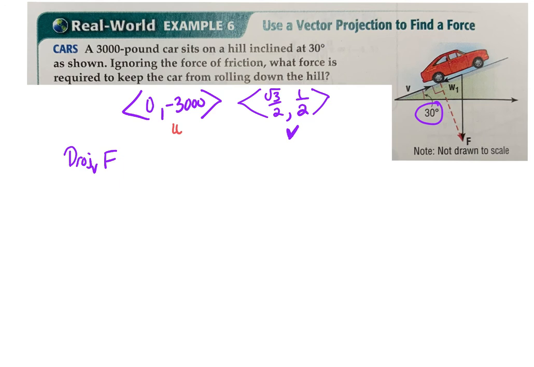So the dot product is going to be 0 times anything, right? That's 0 times square root of 3 over 2, that's just going to be my 0. Plus my negative 3,000 times my 1/2, all right? Make sense?